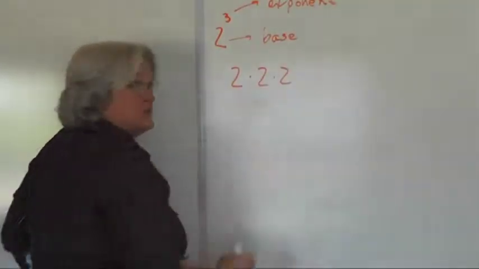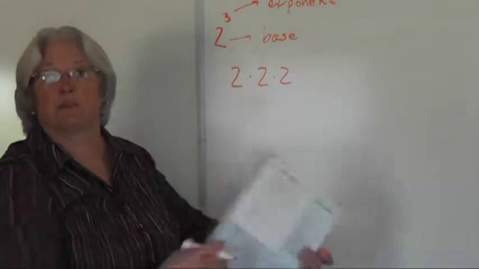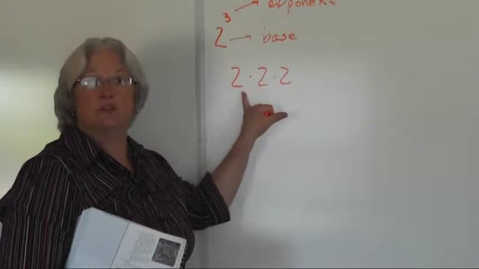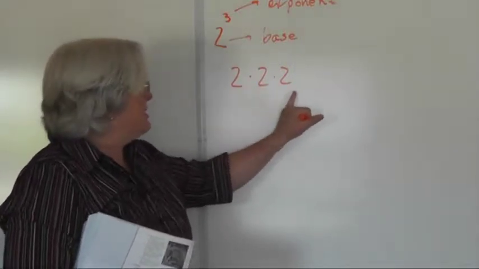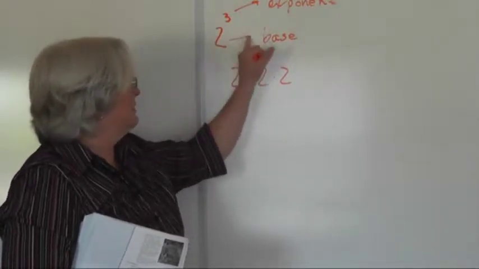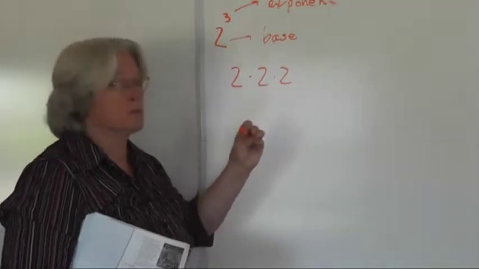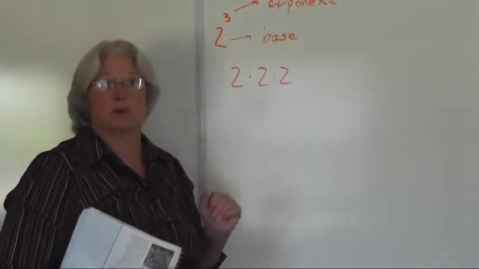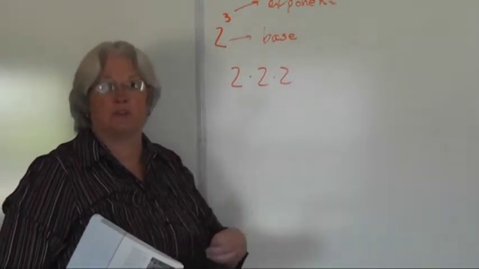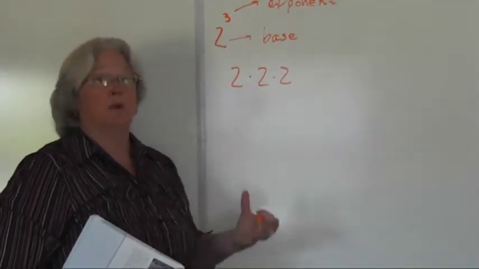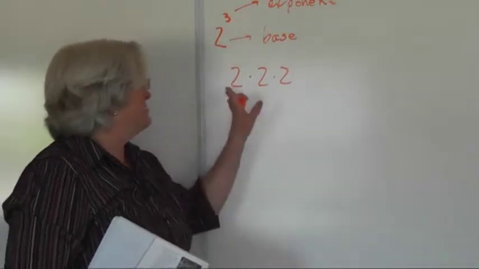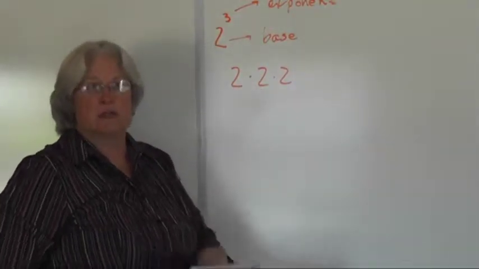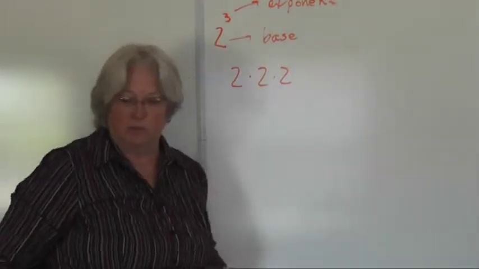And what this tells us is probably that I'm writing too high. What this tells us is that the base is used as a factor 3 times. So when you're evaluating exponential expressions, you use the base as a factor as many times as the exponent is. And of course what you're going to see, and what you will use a lot in algebra, is the fact that your base is not going to be numerical. Rather, your base is going to be a variable.